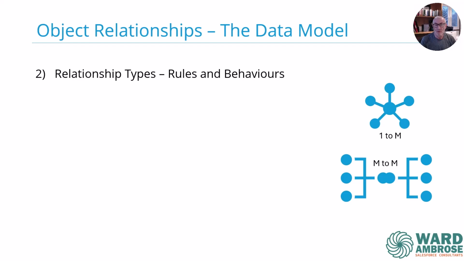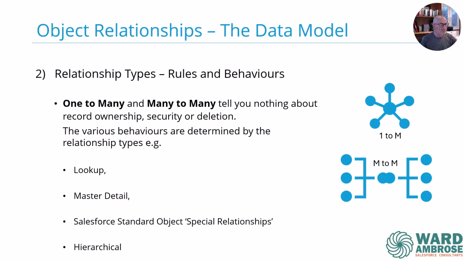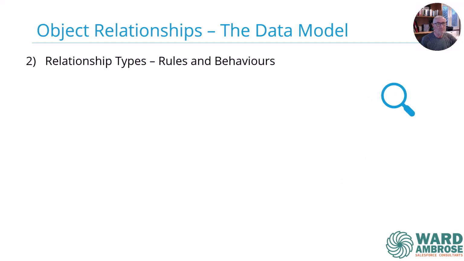But whether it's one-to-many or many-to-many, that tells us nothing about the rules and behaviors. The rules and behaviors are derived from two particular relationship types, lookup and master detail. And understanding how both of these work in depth is most important for a Salesforce admin. Let's talk about the lookup relationship.